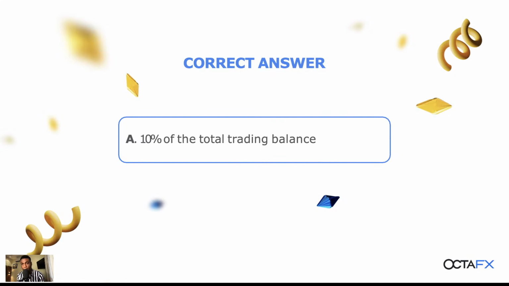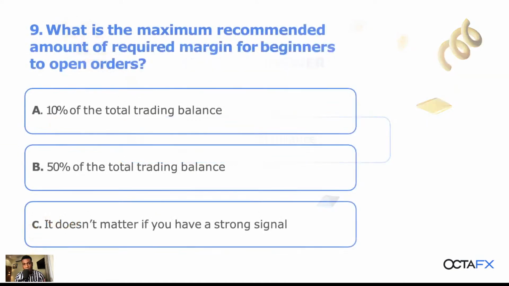What is a margin? A margin is a good faith deposit with a broker to open and maintain positions in one or more currencies, right? And in this case, the maximum recommended amount of required margin for beginners to open orders is 10% of total trading balance. If you're trading $100 and your good faith deposit, your margin, is 50%, what you have left is 50%, which is going to be $50, and that's not going to be enough if you want to open more trades. It's just not healthy to have 50% of your trading balance set aside in one order or in four orders. You just have to keep your risk at a minimum, right?